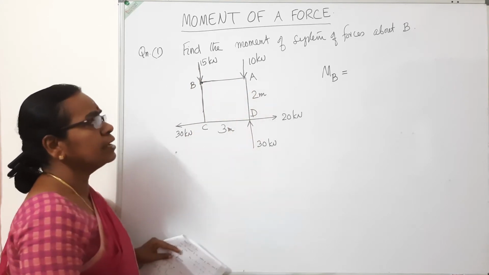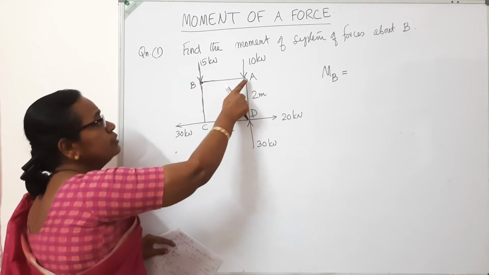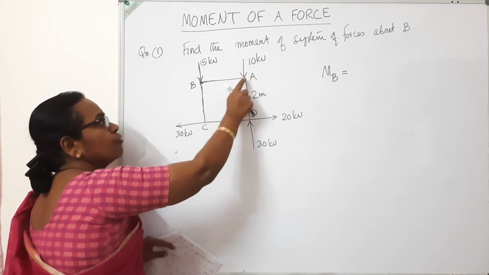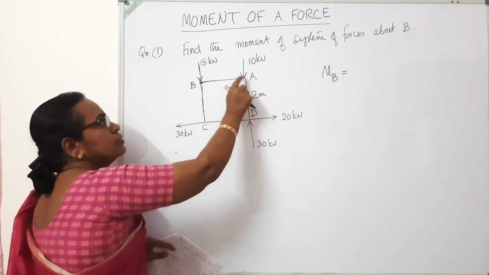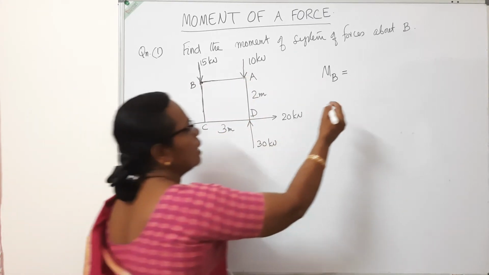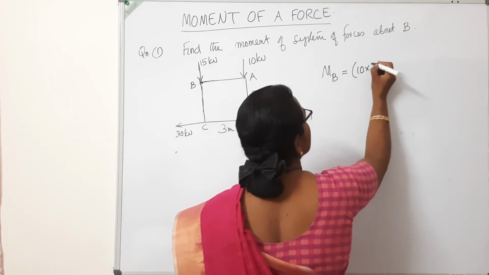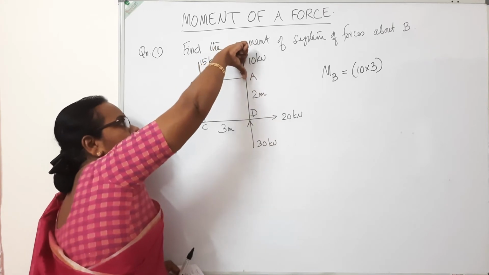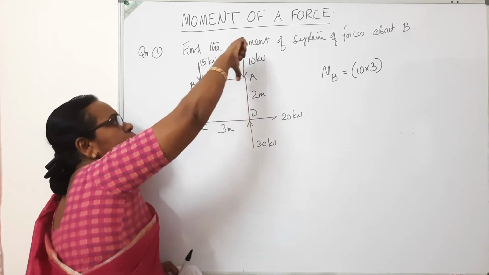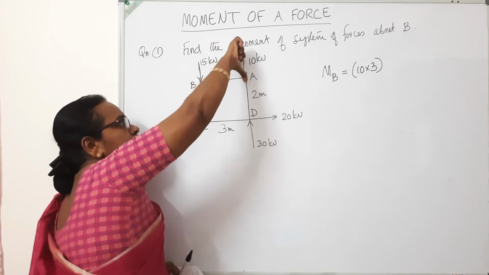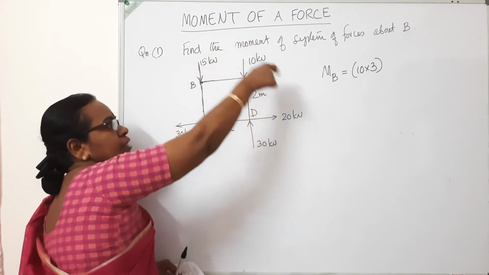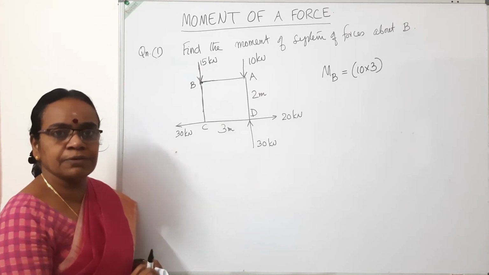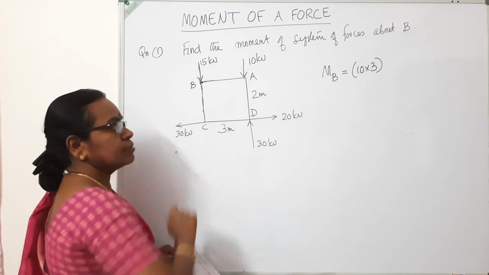Consider the second force 10. The moment is force into perpendicular distance between the line of action and this point B. So 10 into 3. So the magnitude is 10 into 3. What about the sign? Keep your thumb in the direction of the load. Rotate it about the point B. When you rotate it, the thumb goes in clockwise direction. So we will take clockwise moments as positive and anti-clockwise moments negative. So 10 into 3 clockwise.